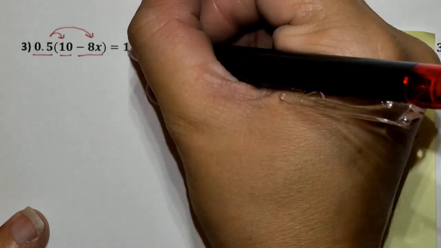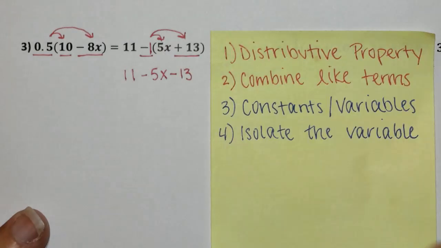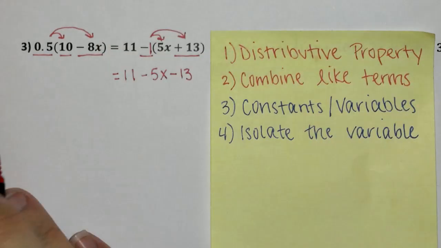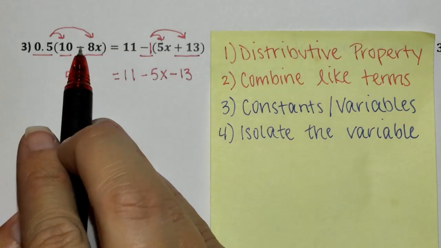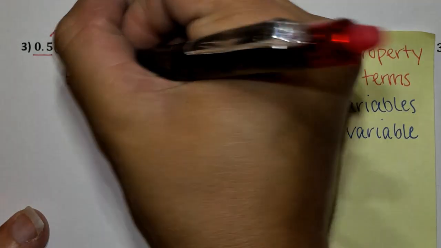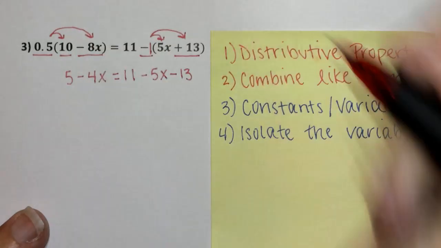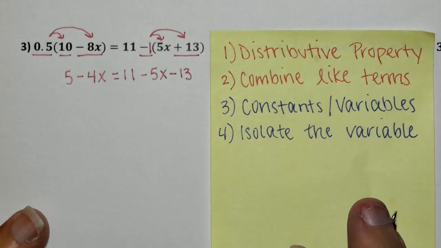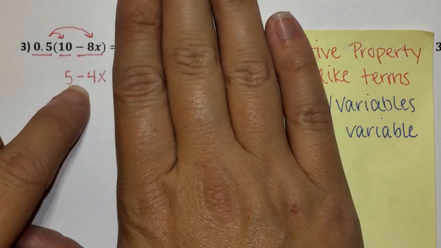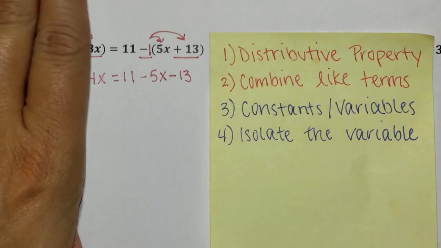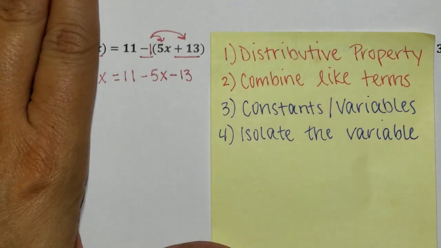Okay, and then I'm going to bring down the 11. I'm going to bring down the equal sign, and then on the left side, 0.5 times 10 is 5. And 0.5 times negative 8x is going to be a negative 4x. From there, combine like terms. So on the left side, okay, I cannot combine a 5 and a negative 4x. Let's look at the right side. Okay, I can combine the constants there.